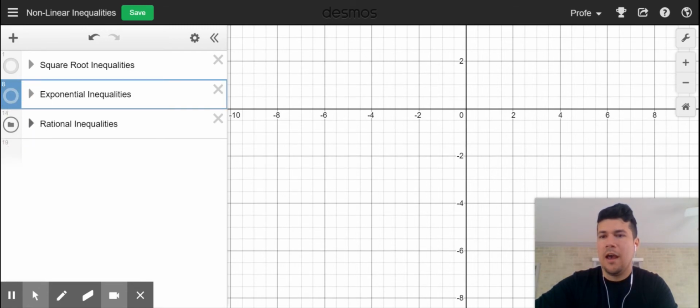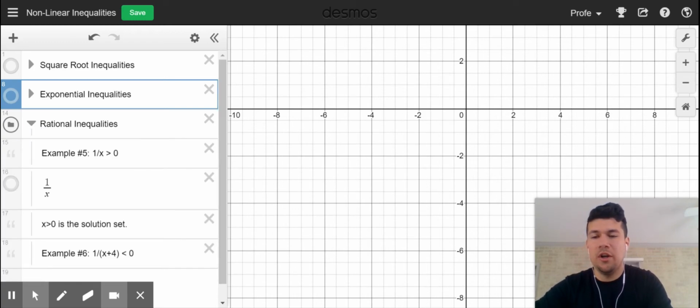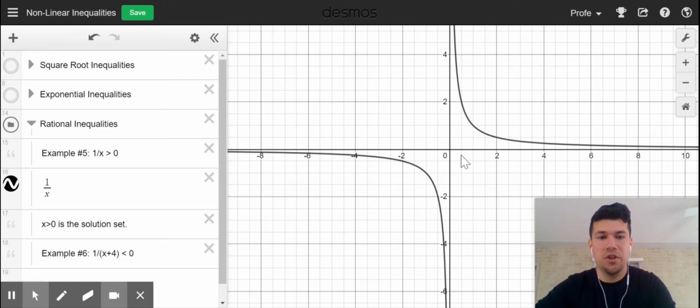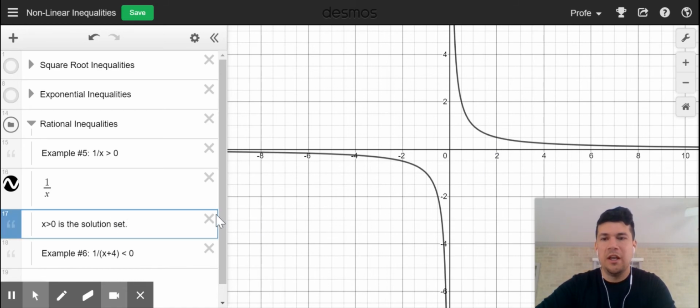All right. And last, we can do this also with a rational equation. So here I ask a simple question: when is 1 over x greater than 0? So here's the graph of 1 over x, all right, a rational or inverse equation function. And this function is greater than 0. Really, the entire right side is greater than 0, all right? So this means that any x greater than 0 is my solution set. If the question were when is it less than 0, then we say x is less than 0, okay?